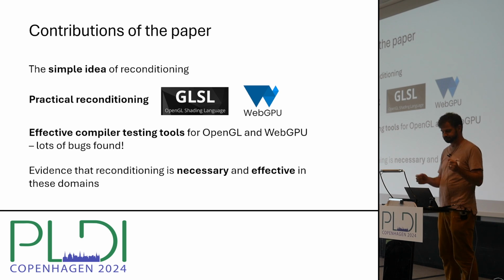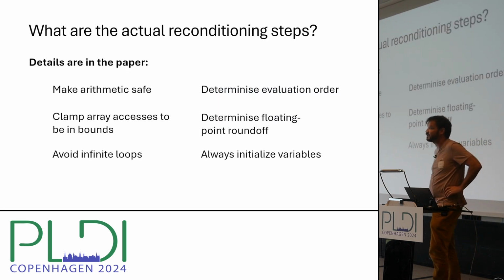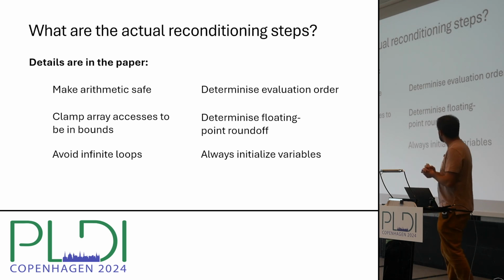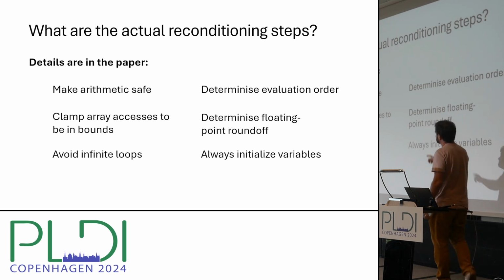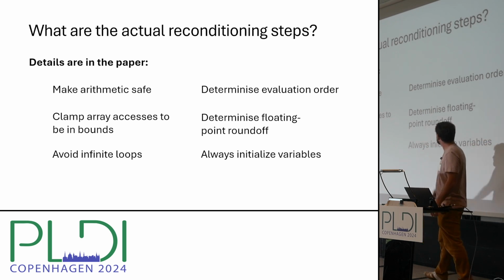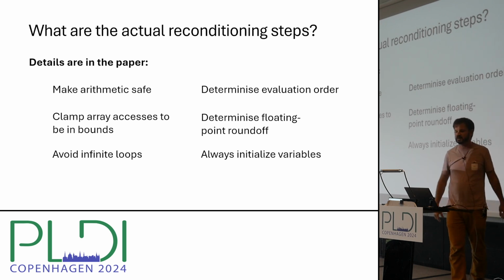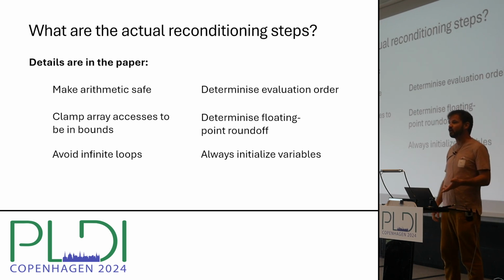I've said virtually nothing about what reconditioning actually involves in practice. I gave you that division wrapping example. I can't, in this short talk, give you any more than that. But briefly, there's a lot of reconditioning to make arithmetic safe. We make array accesses in bounds using clamping. We do things to avoid infinite loops. We determinize floating point roundoff error, which is quite important in the GPU computing world. We determinize evaluation order for various operators, and we make sure variables are always initialized.